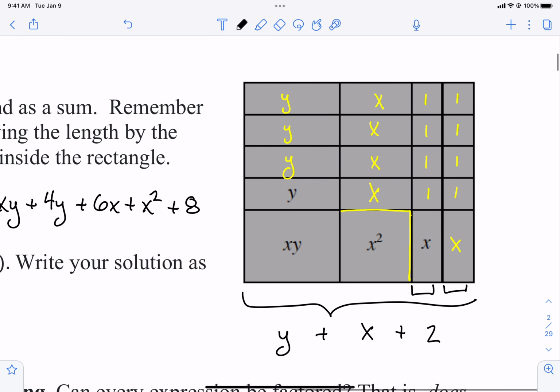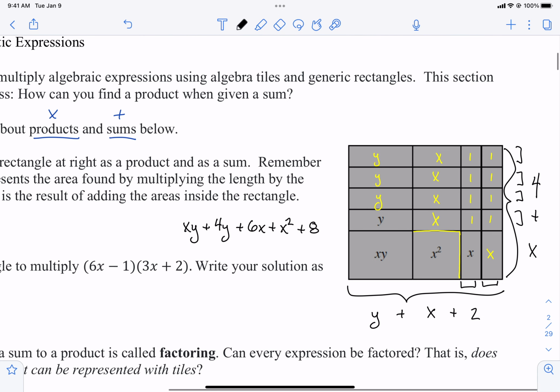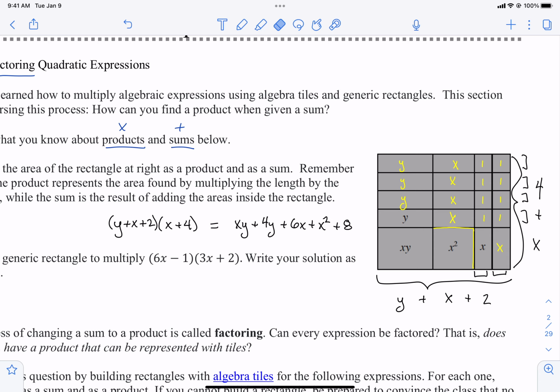Now we can do the same thing on the sides. So on the other side over here, when we try to measure it up, it looks like we had 1x down here, and then we had 4 unit tiles over here, which would tell us that this length is 4. So the length of this side would be x plus 4. So as a product, we would write that our area is y plus x plus 2, and we want to put parentheses around that, and then that's times x plus 4, right? The length times the width. And we know that the area written as a product and the area written as a sum are both going to be equal because they're both just representing the area of the rectangle.